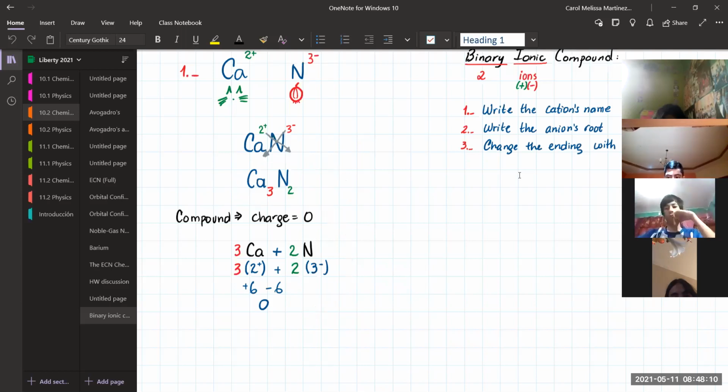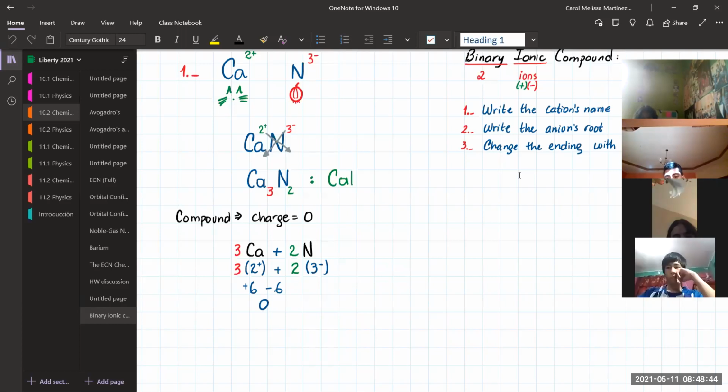Now, this really doesn't matter this much, okay? But you can do it. I'm not against it. But the next process that I want you to learn is how to name the binary ionic compound. So here is the procedure. Take a look. It only has 3 steps. The first step says that you need to write the cation's name. So to name this compound, first we need to write the cation's name, which means calcium.